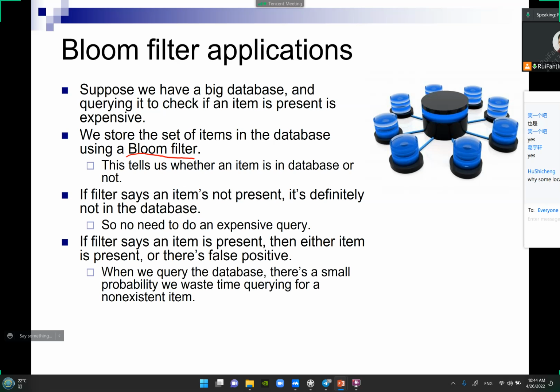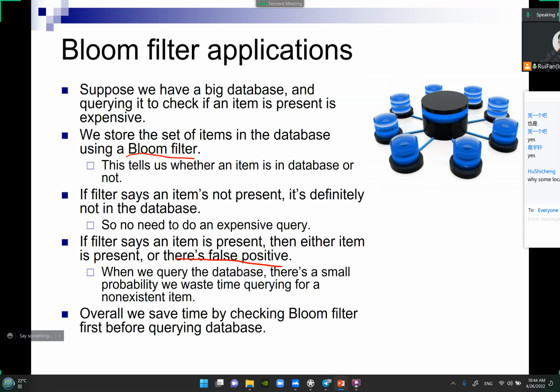On the other hand, if the Bloom filter says the item is in the database, then we're going to go query the database for the item. Oftentimes the item will actually be in the database, because if the Bloom filter says something is in the database, then usually it actually is. However, there is some small false positive probability, meaning that the filter says the item is in the database, but it is actually not. So there's a small probability that you make a useless query to the database. But usually when you query the database, the item is actually there.